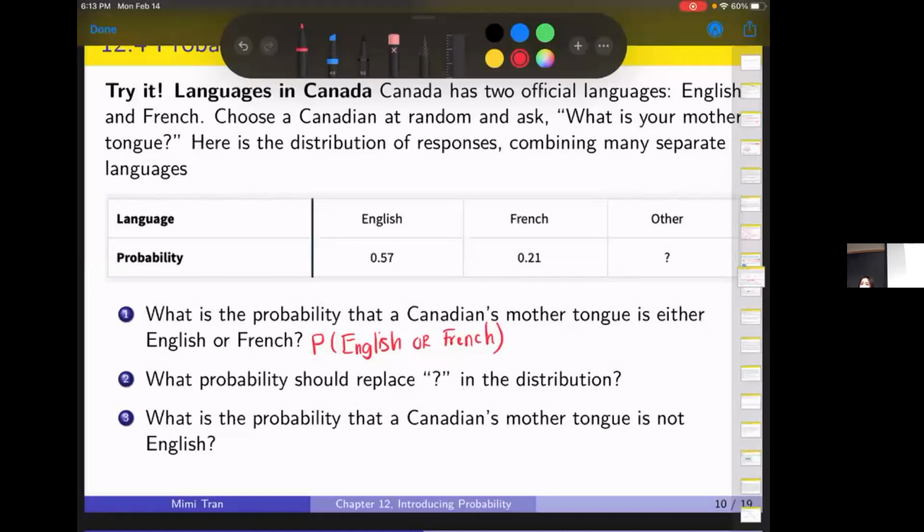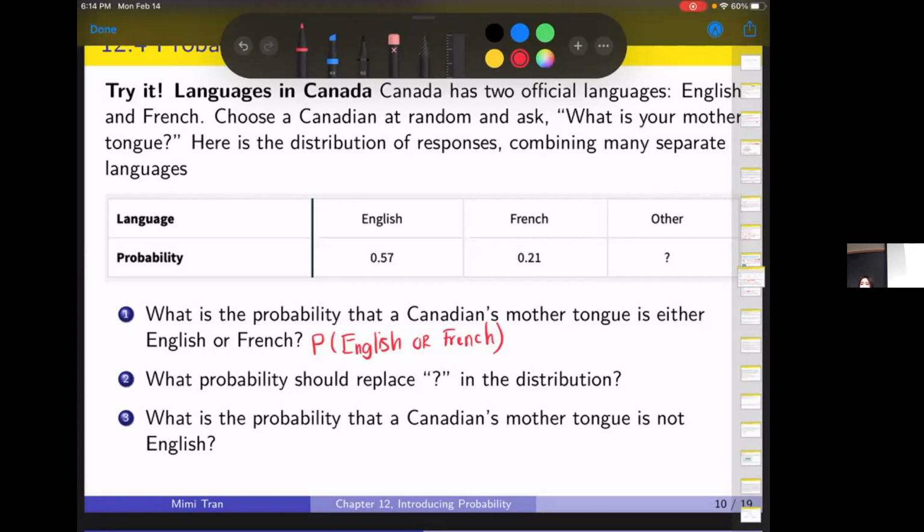All right, let's see. Okay, the probability of English or French is 0.78. Just add them up. Subtract from 1, so 0.22 for other. P of not English, good, very good.